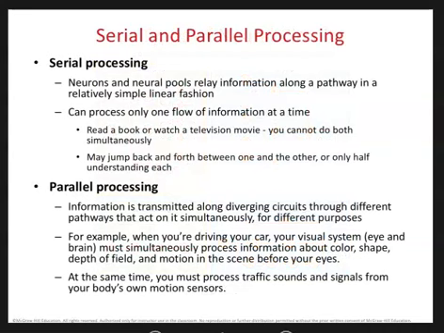Series and parallel processing. We talked about types of neural circuits, so now we're going to talk about processing. In serial processing, the neurons relay information along a path that's pretty simple. It's basically linear. One triggers the next, triggers the next, triggers the next. And they go in that order every time. So in a series processing format, the information can only be processed through one specific flow. You can only do that information at a time, one pathway.